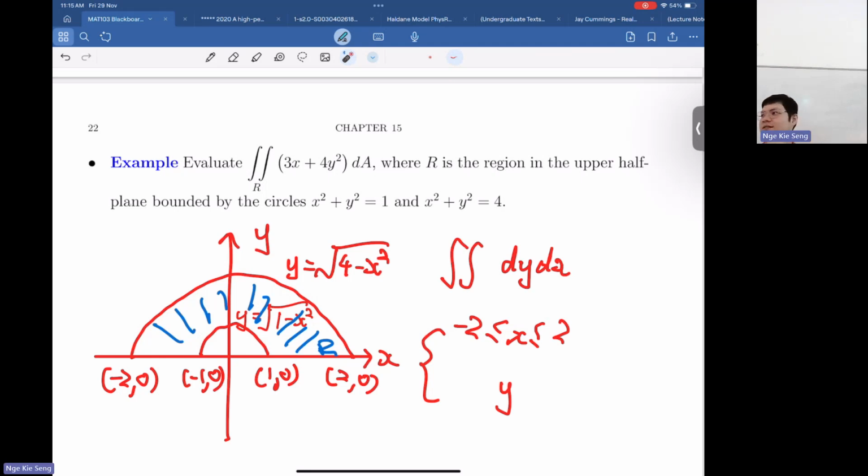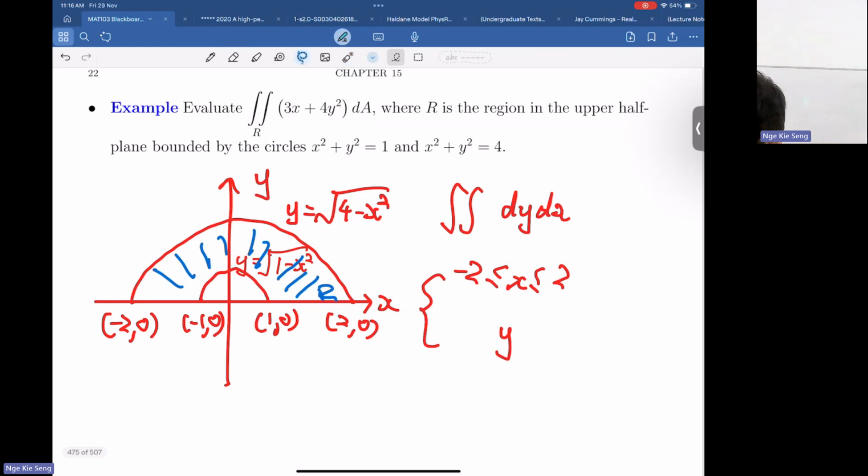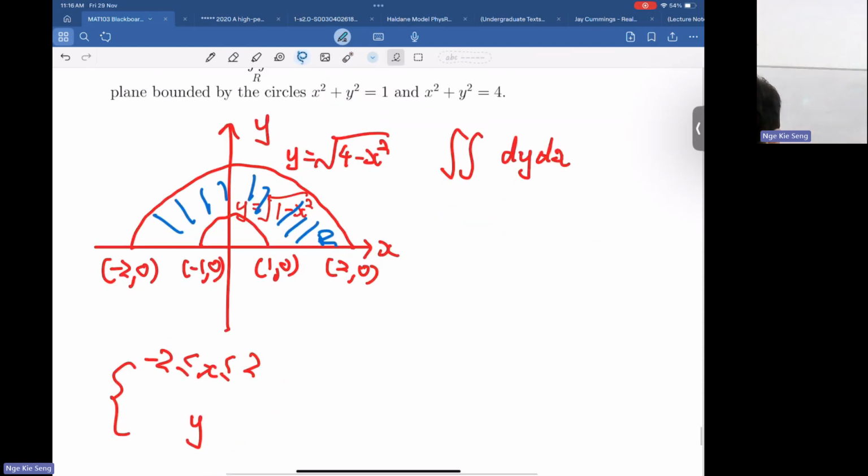I think two parts are using the same y bound. Fair enough, so let's do it. Let's do what I'm trying to say. Let's split into these three halves here. So let's draw it.